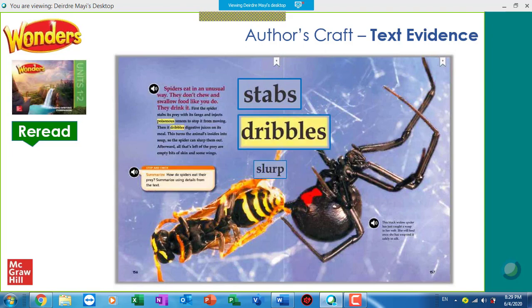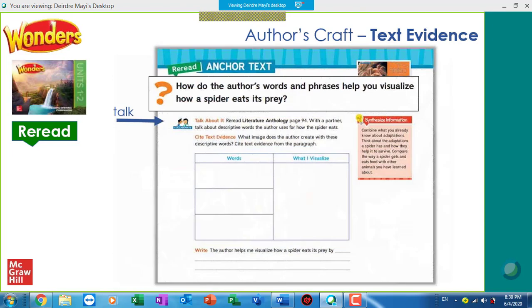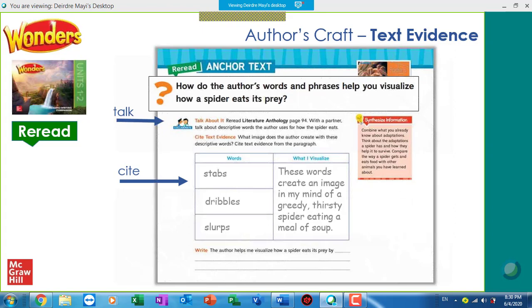Lovely. Now, as students go back into the reading writing companion, they are asked to cite. Okay, so they first talk, then they cite. What are they citing? Well, they're given a graphic organizer which allows them to fill in the words that help them describe how the author tells them about how a spider eats. And then they are asked what it is that they visualize as they hear those words.